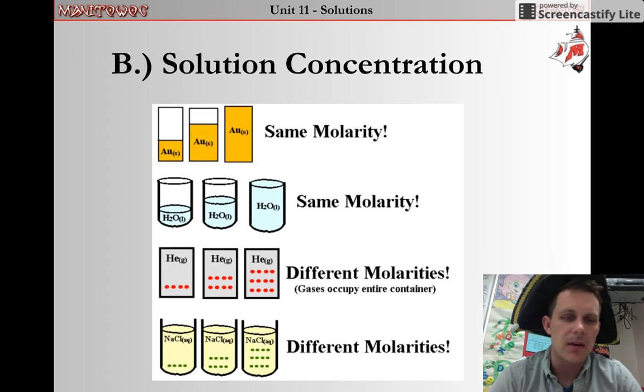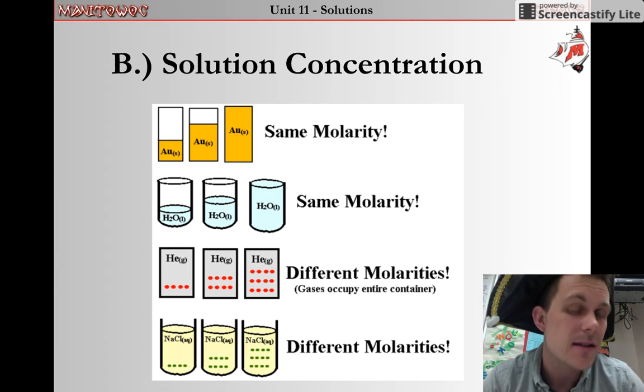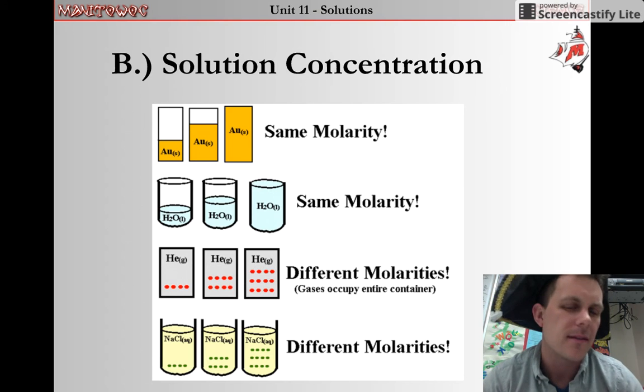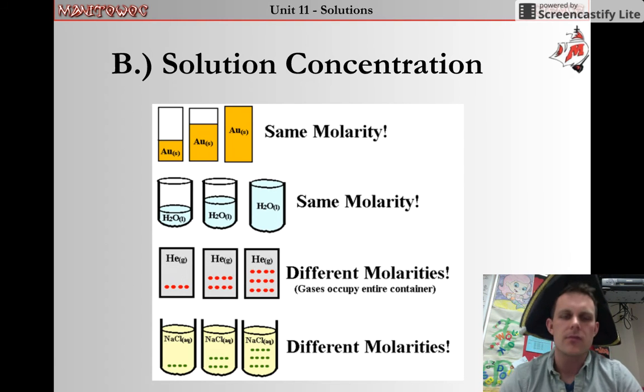If you have gases, a little bit of the gas, a medium amount of gas, and a large amount of gas in the same size container, so let's call it a 1 liter container, then those gases occupy different concentrations. You have different molarity. And the same thing for liquids.